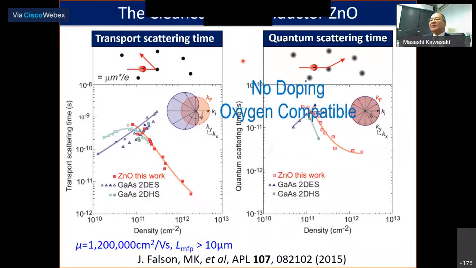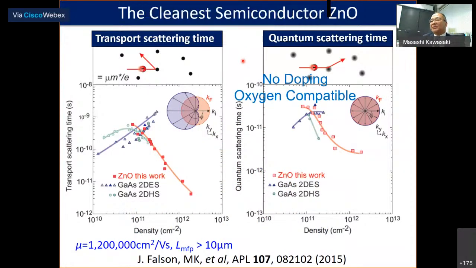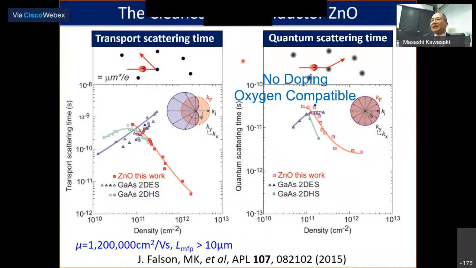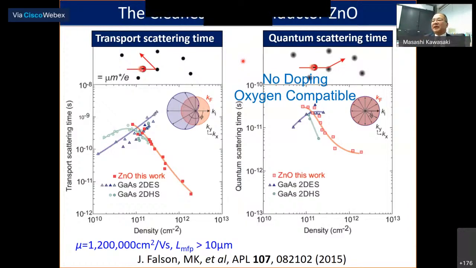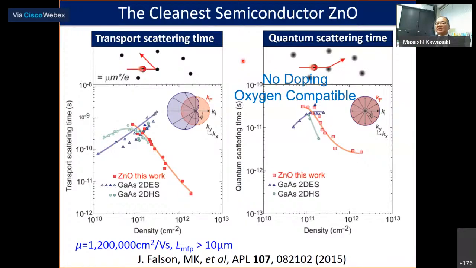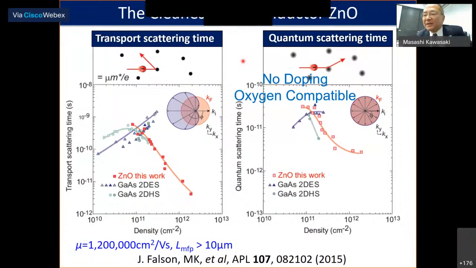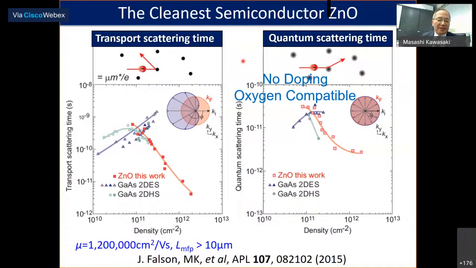The reason why we have such a very high mobility is, first, that we don't have any doping. In the case of gallium arsenide, people have to dope silicon at a remote position from the interface, but still the ionized impurities of silicon give disorder for the two-dimensional electron gas. And second, you don't have to worry about impurities of oxygen. Oxygen is a component element, so this is no longer an impurity.